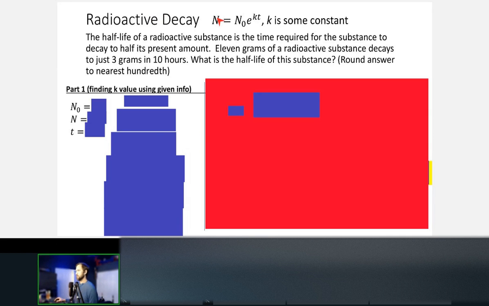All right. N is the amount after some time. N sub 0 is your initial amount. E is a constant. There's a key on your calculator that says E. K is some constant that we have to figure out. And T is your time. The beauty about these problems is that every problem, no matter if it's radioactive growth or decay, is done the same way. So if you understand what we're doing for one problem, you should be able to do any problem, any situation.